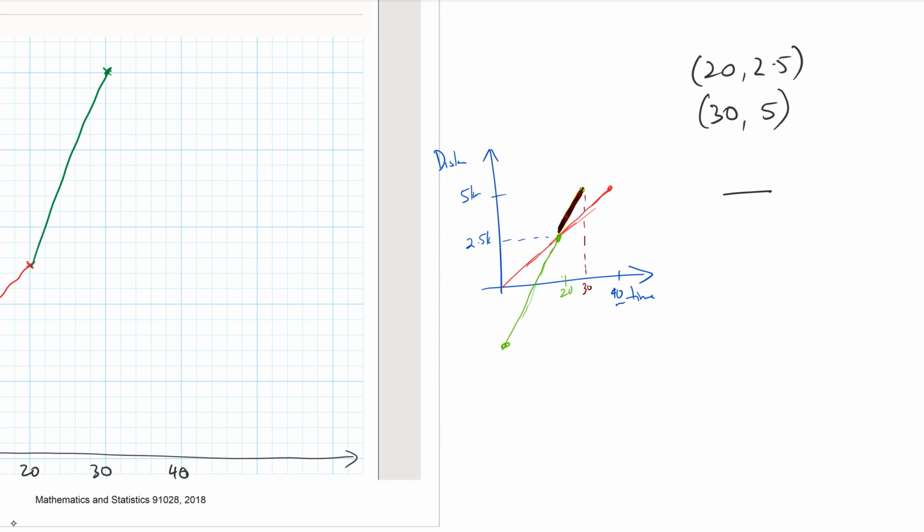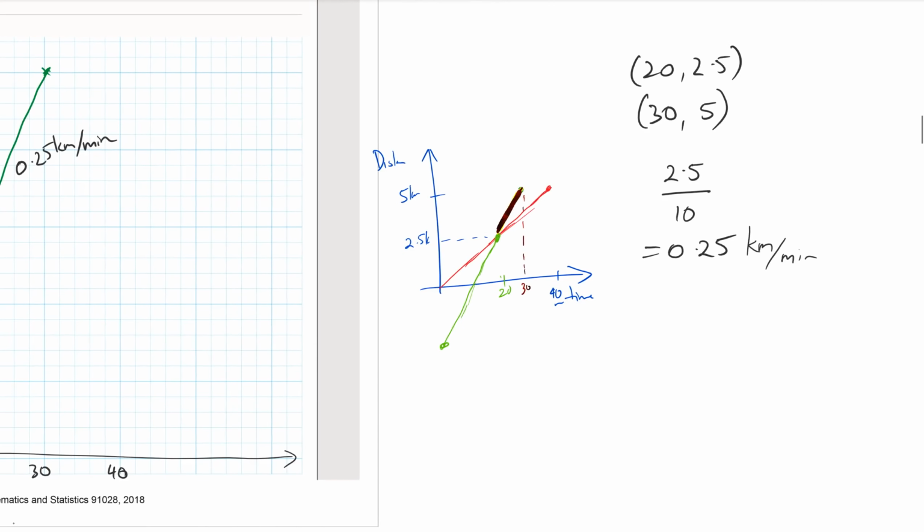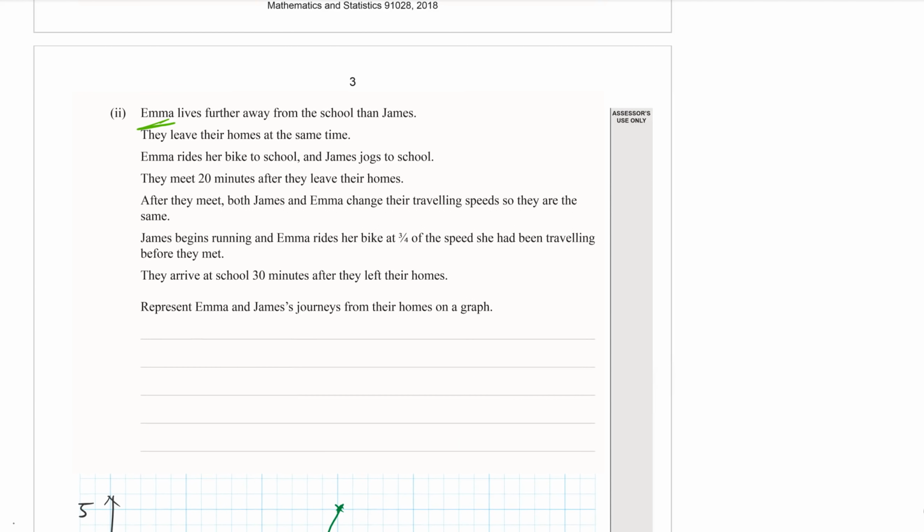So if I look at rise over run, I've got 5 minus 2.5, which is 2.5, over 30 minus 20, which is 10, which equals 0.25. So 0.25 is what they are going together. So if I look at this green part of the line, that's 0.25 kilometers per minute. So I need to figure out what Emma was doing before that. Remember, the question said right here, they began running and Emma rides a bike at 3/4 of the speed she had been traveling before they met.